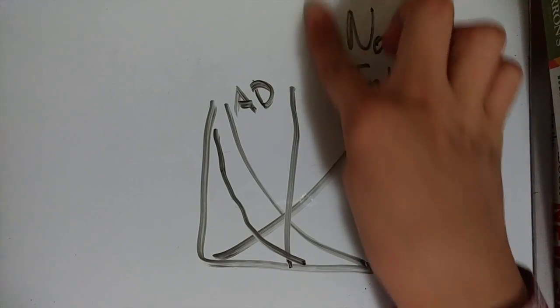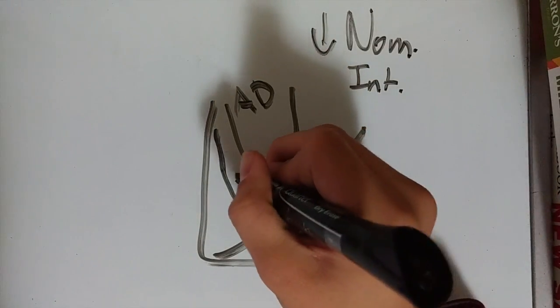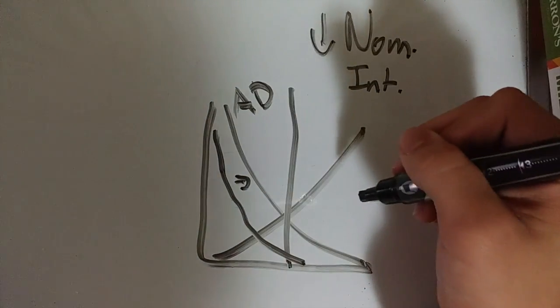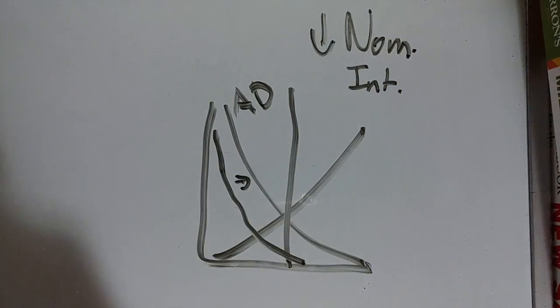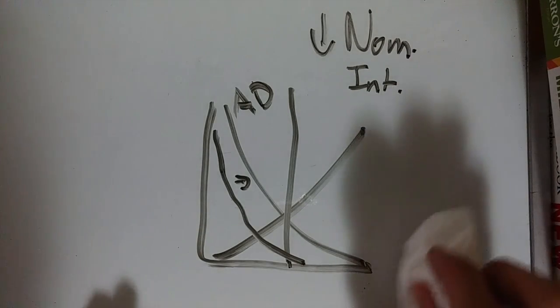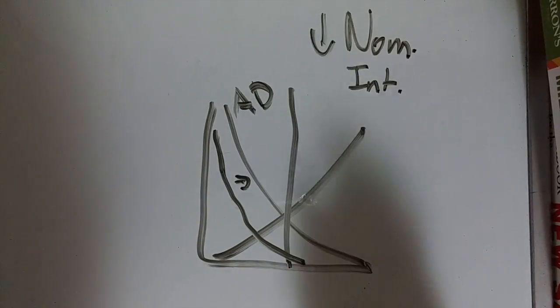Now, if you were to decrease the nominal interest rate, it's going to shift aggregate demand to the right, because more people would rather spend their money than leave it in a bank if it's not getting as much money. So how will knowing this help you when you're studying?